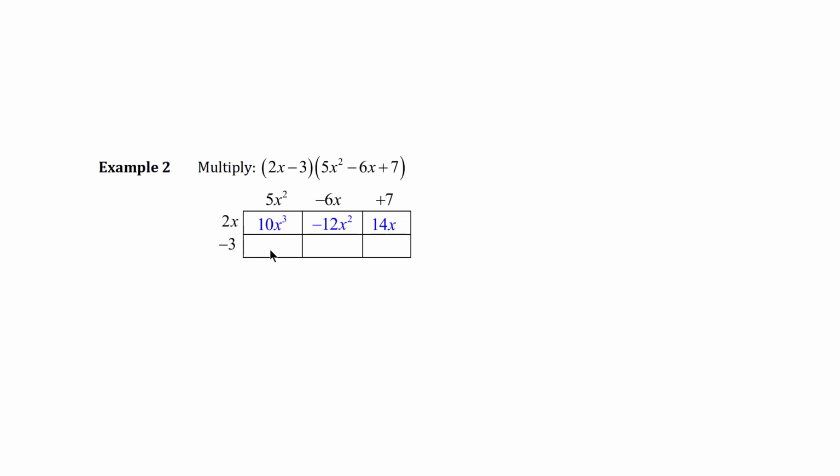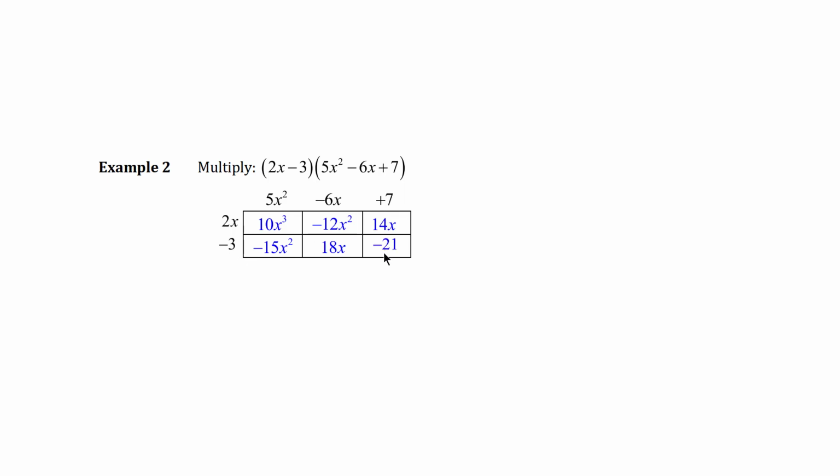Next, we move on to the second row. We take negative 3 and then multiply it by each of the columns. So we have negative 3 times 5x squared is negative 15x squared. Negative 3 times negative 6x is positive 18x. Negative 3 times 7 is negative 21.